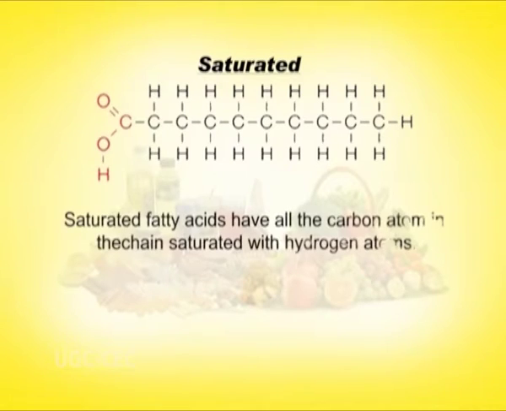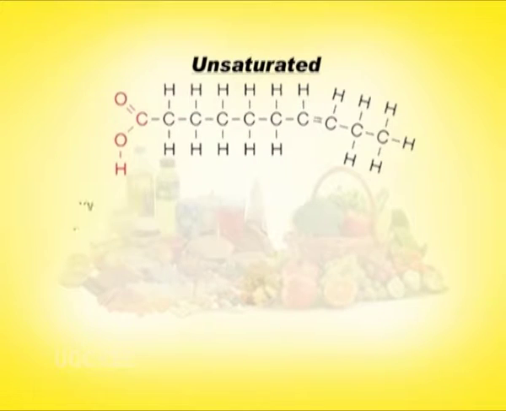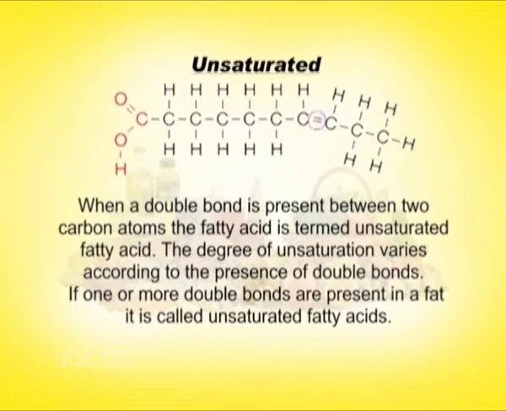Saturated fatty acids have all the carbon atoms in the chain saturated with hydrogen atoms. When a double bond is present between two carbon atoms, the fatty acid is termed an unsaturated fatty acid. The degree of unsaturation varies according to the number of double bonds. If one double bond is present in a fat, it is called a monounsaturated fatty acid. If there are more double bonds in a fat, it is called a polyunsaturated fatty acid.